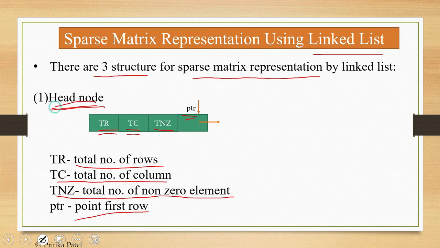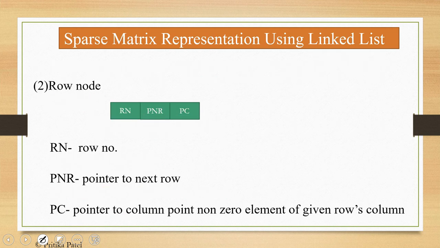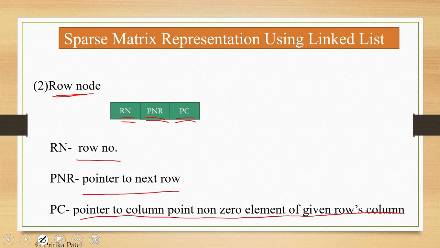So the head node has 4 things: the total number of rows, then the total number of columns, the total number of non-zero elements, and the pointer to the first row. Now next is the row node. In the row node, first is Rn, the row number. Then P and R, the pointer to the next row. And the third is PC, the pointer to the column having a non-zero element in the given row.